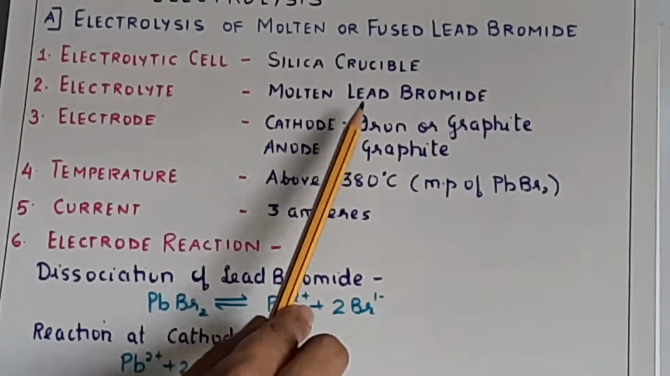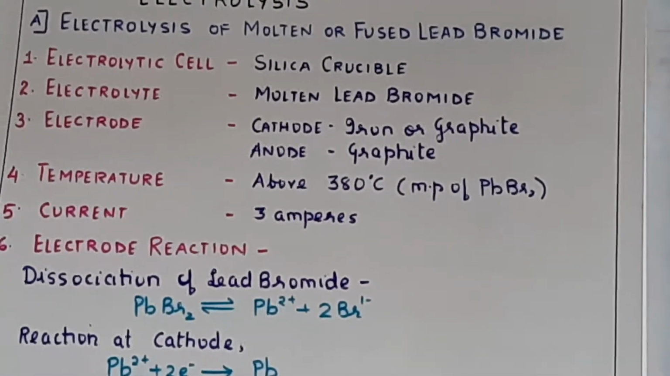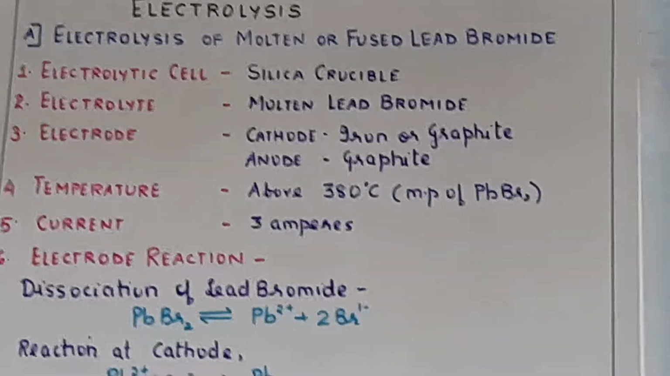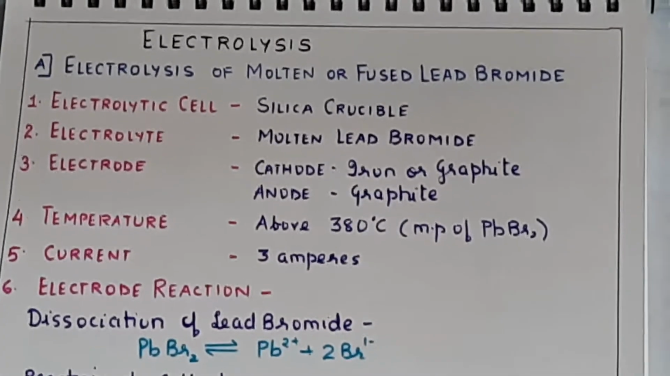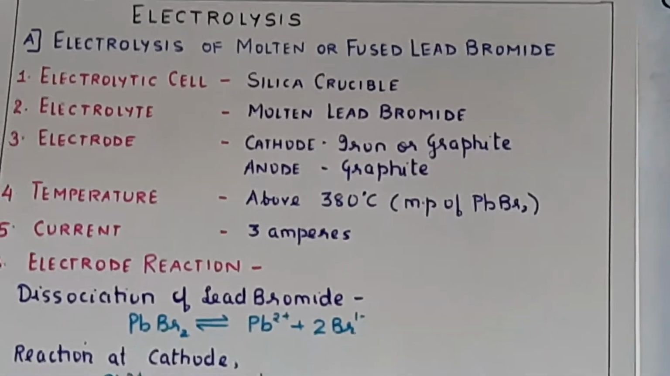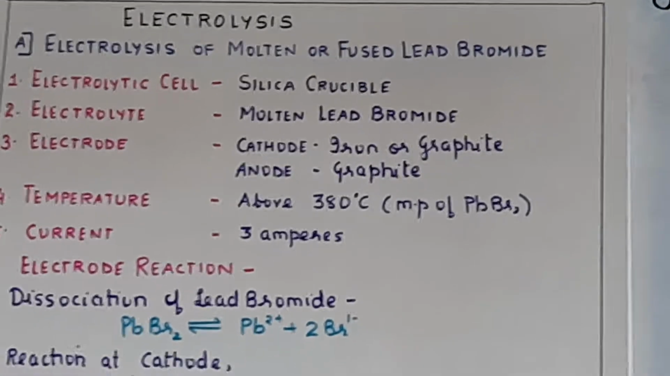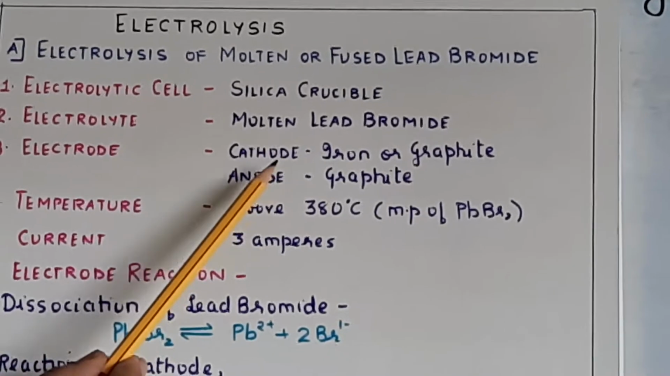Now the reason why this graphite is used or preferred is, firstly, because it is inert, and secondly, it will not interfere with the highly reactive bromine vapors. Yes, bromine is very reactive. So the electrodes should not interfere with the highly reactive bromine vapors. That's why we are using inert electrodes.